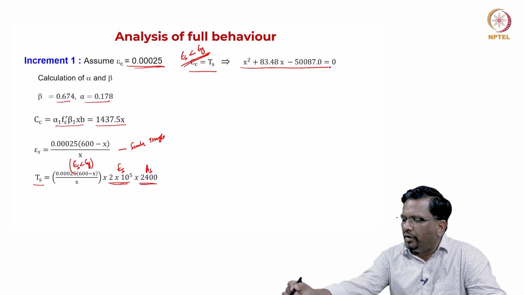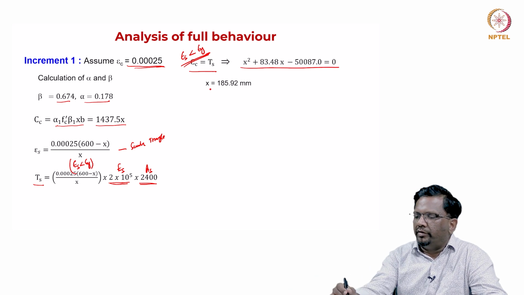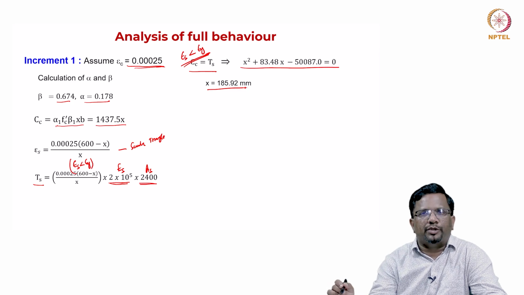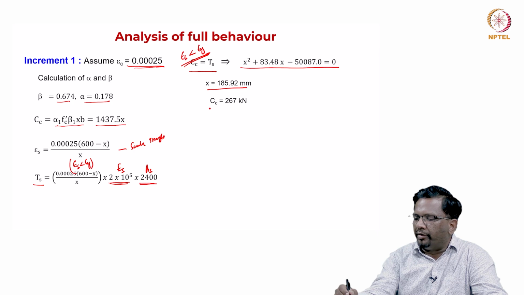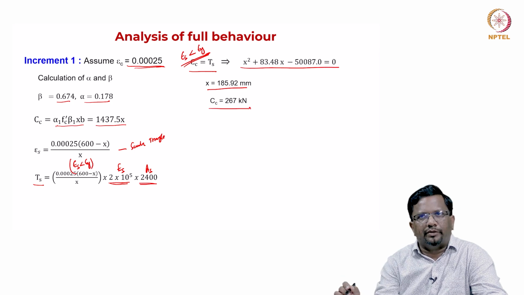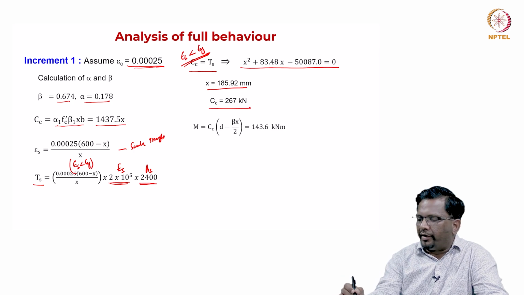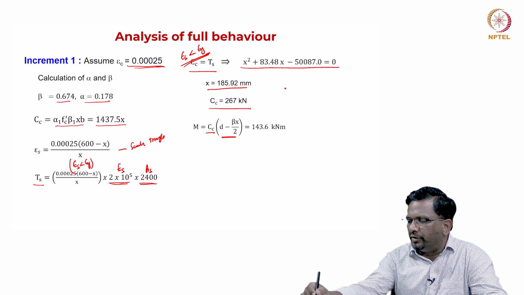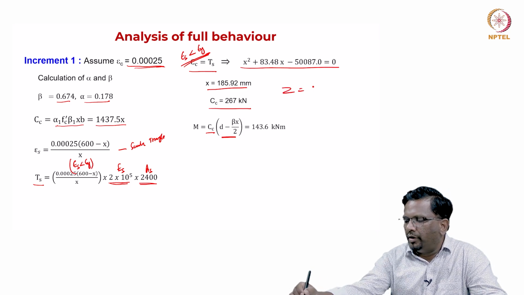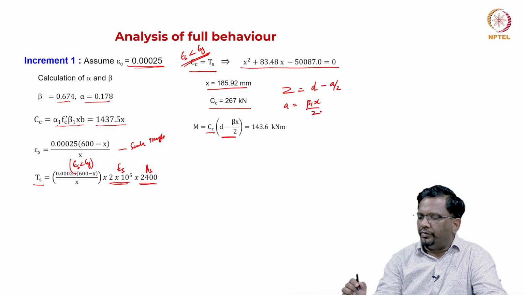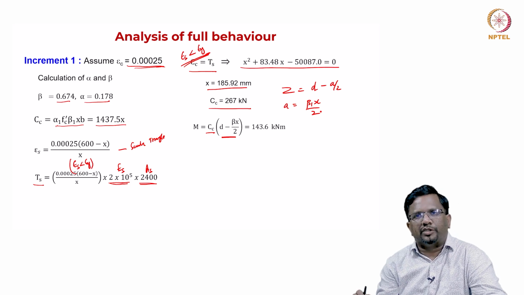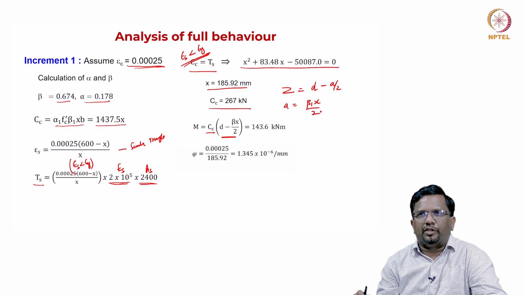like this, and then I can solve for x, which is 185.92 millimeter, right. Then you substitute back, you get your compression force as 267 kilonewton. My moment, again I take moment about the centroid of the compression force. Z is nothing but d minus a by 2, where a is nothing but beta 1 into x. So, we substitute that, you get your moment resistance as 143.6.